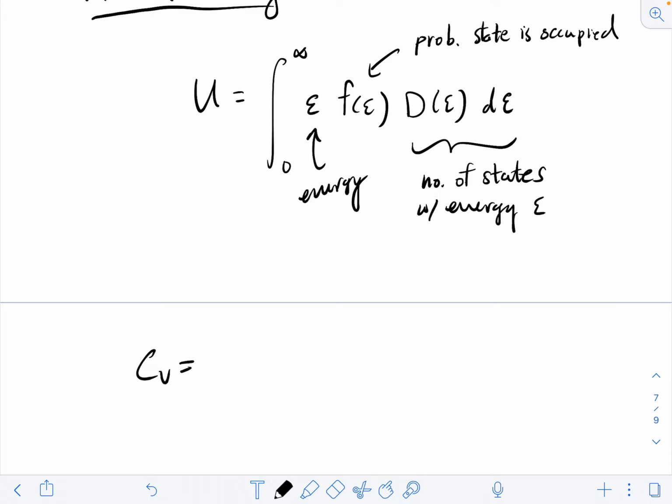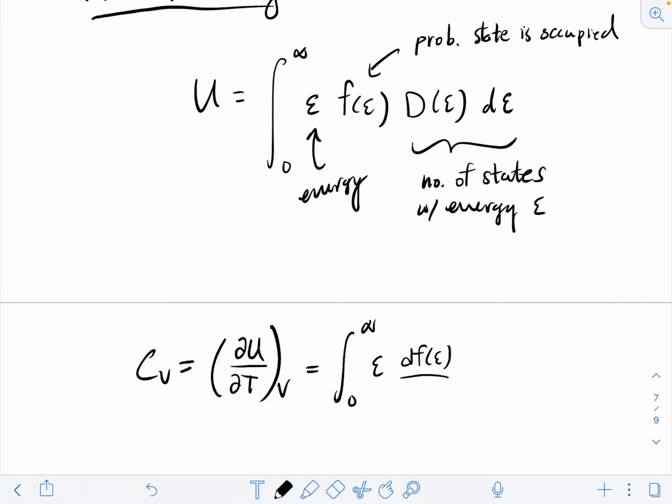Then the heat capacity is going to be dU/dT, and so we could calculate it at constant volume, for example. And so if we take the temperature derivative of the internal energy that we just wrote down, the temperature dependence is going to be in this distribution function. And that's what we need to evaluate.